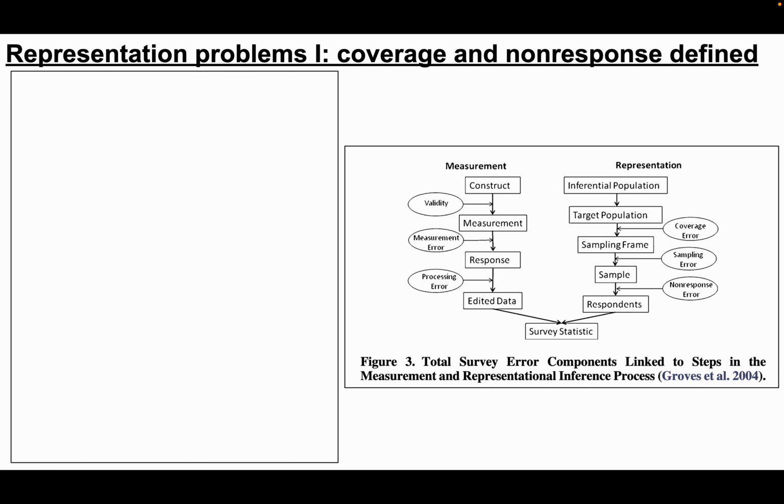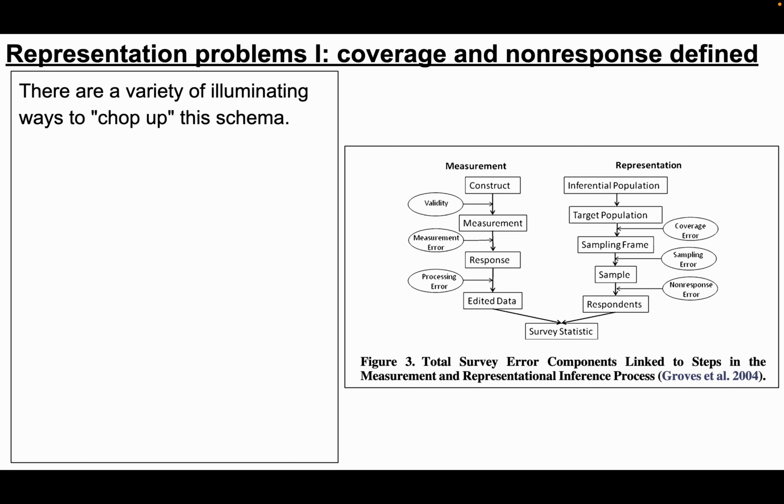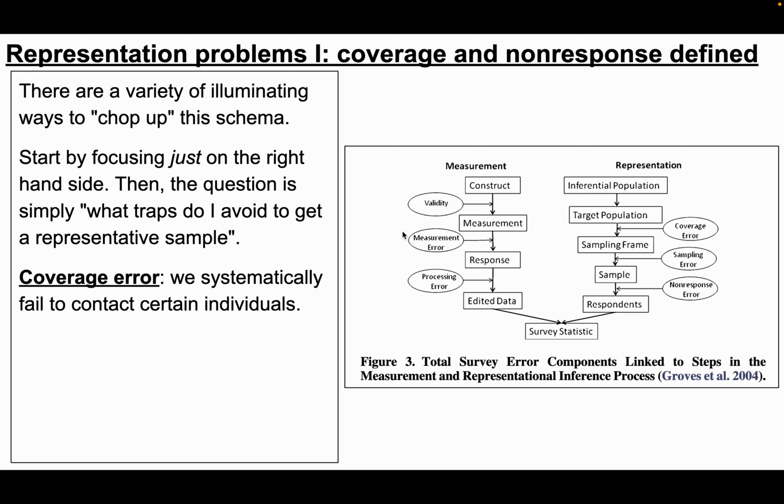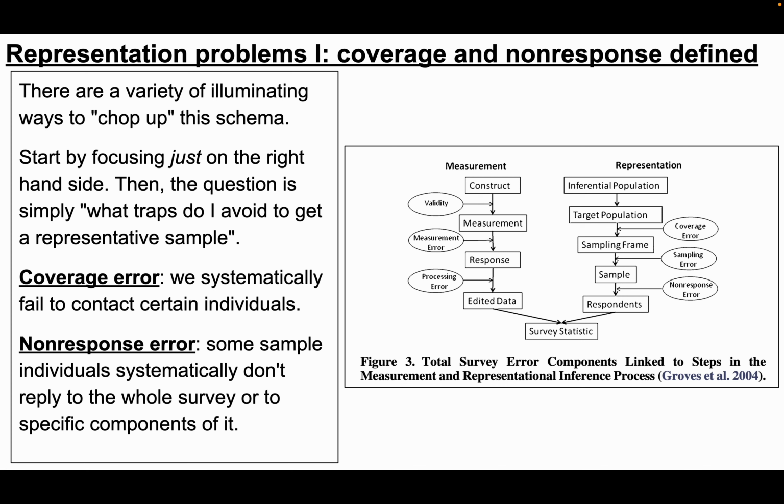So let's define these two problems here in the representation process. We're going to just focus on that side first. So the question here is simply, what traps do I avoid to get a representative sample? And we want to avoid coverage error, non-response error, and then minimize sampling error. So coverage error is when we systematically fail to contact certain individuals, and non-response error is that some individuals who end up in the sample systematically don't respond to the whole survey, or they don't respond to specific components of it. So let's give some examples.